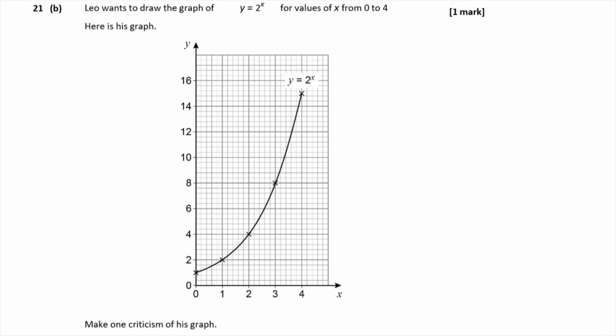21b, Leo wants to draw the graph of y equals 2 to the power x for values of x from 0 to 4. Here is his graph. Make one criticism of it.